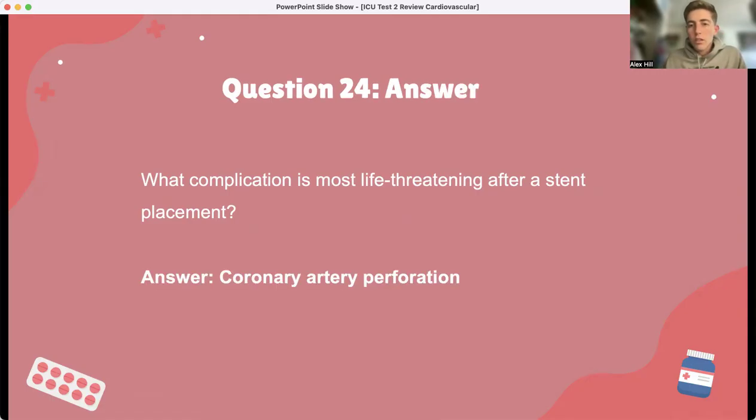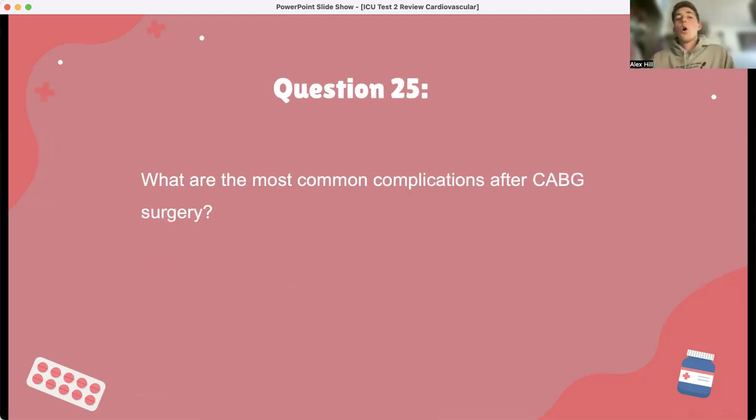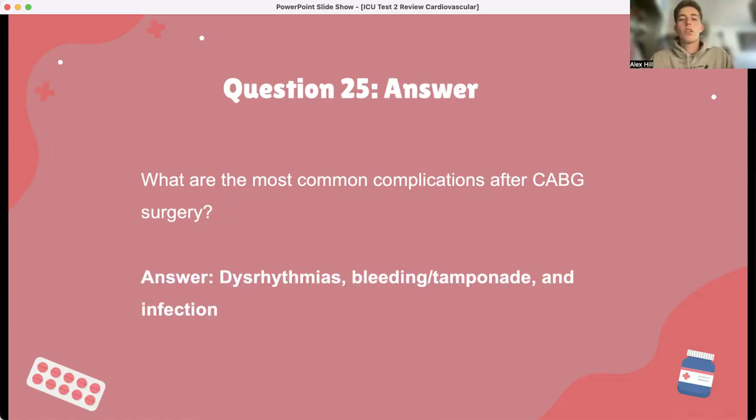What complication is most life-threatening after a stent placement? Perforation. So if the stent breaks through the vessel, then it starts bleeding, and as you can imagine, that'd be a disaster. What are the most common complications after CABG surgery? So these are the ones we were talking about. Remember to check those vital signs.